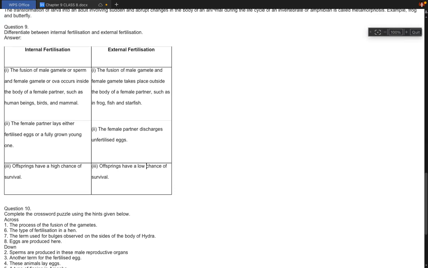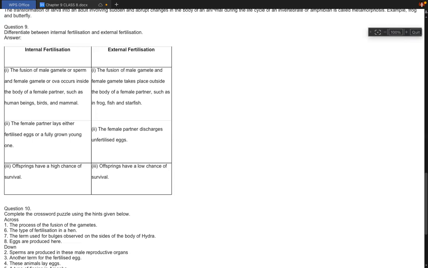Number 3, offsprings have a high chance of survival in internal fertilization, but in external, they have a low chance. Why do they have a low chance of survival? Because the female partner has simply discharged unfertilized eggs. Out of all those unfertilized eggs, only a few will be fertilized. Rest of them might be eaten up by other animals, right? So obviously, when they are eaten up by other animals, there are no chances of their survival. So the only ones which survive will be the ones which get fertilized before an animal comes and eats them up.